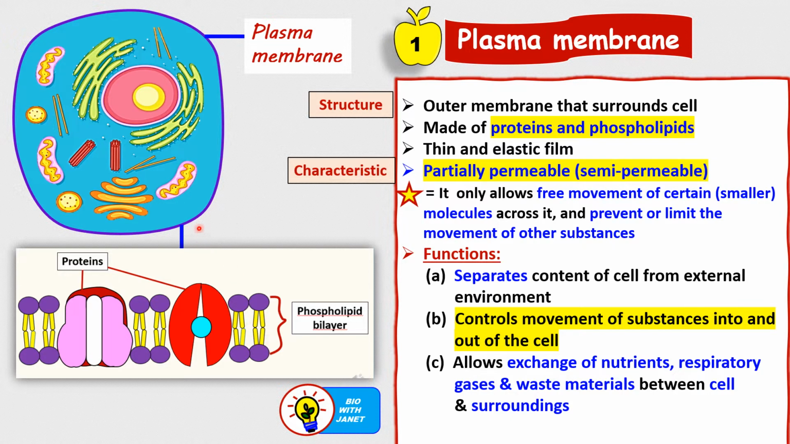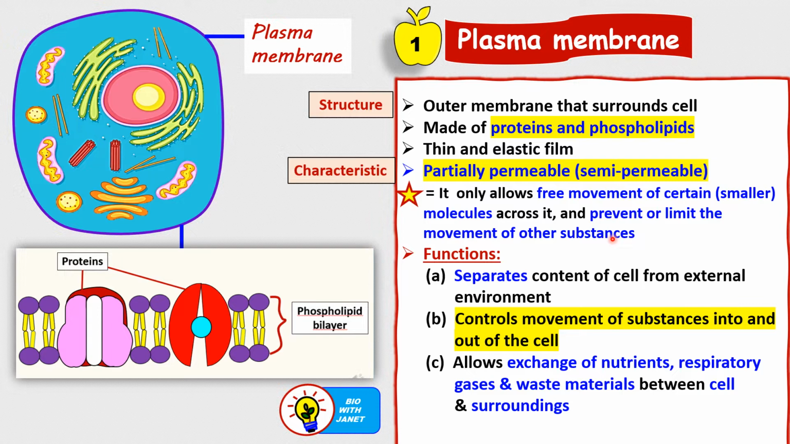Now, the plasma membrane is like a thin and elastic film that is partially permeable. Okay, so this is the important word that you have to know. Partially permeable or semi-permeable means that it only allows the free movement of certain smaller molecules across it, like glucose and water. Small molecules that can move through the pores of the plasma membrane. But it prevents and limits the movements of other substances such as the bigger molecules, like starch or sucrose.